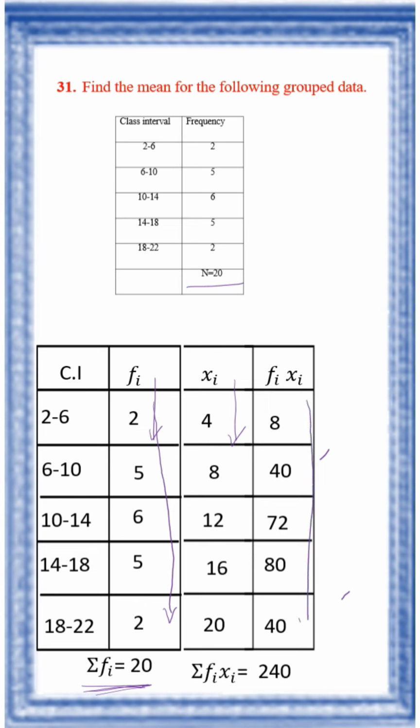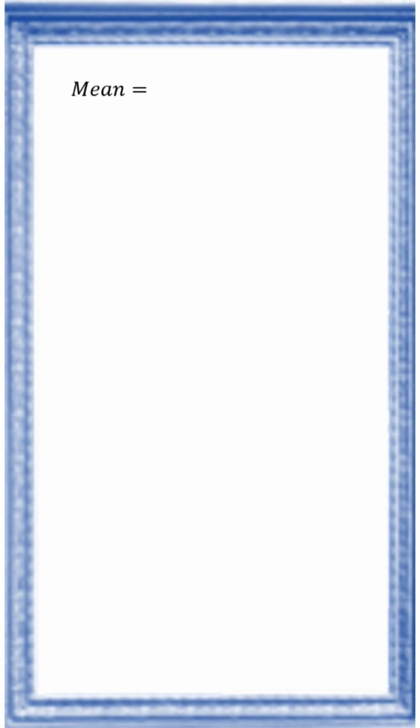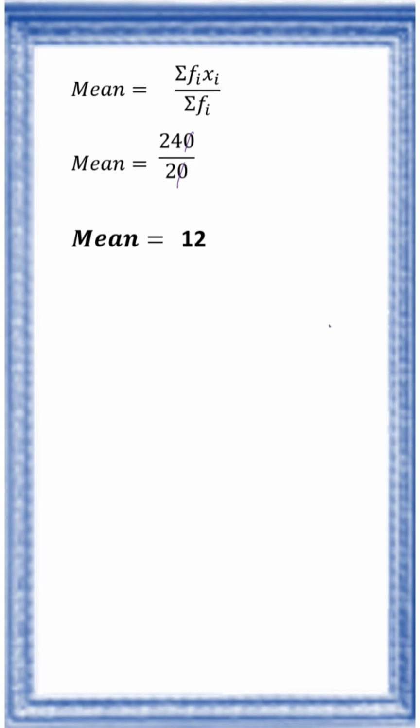Now summation of fi xi. Go on adding these numbers. You will get 240. Now you know that mean is equal to summation of fi xi upon summation of fi. So mean is equal to 240 by 20. Just it is 12. So mean is equal to 12.